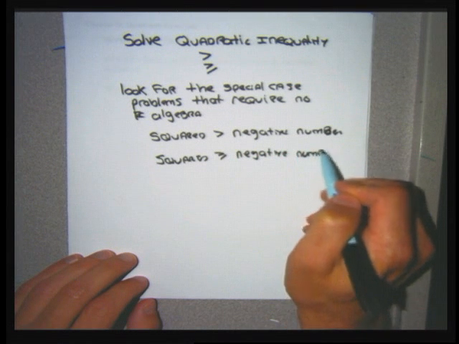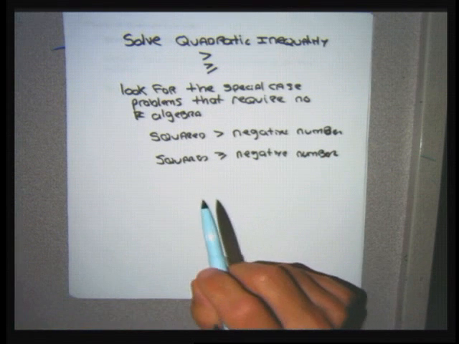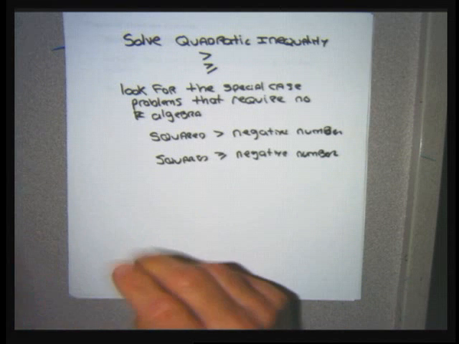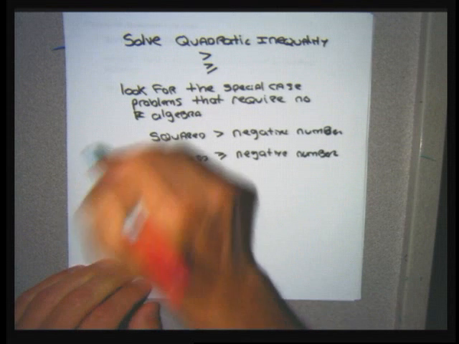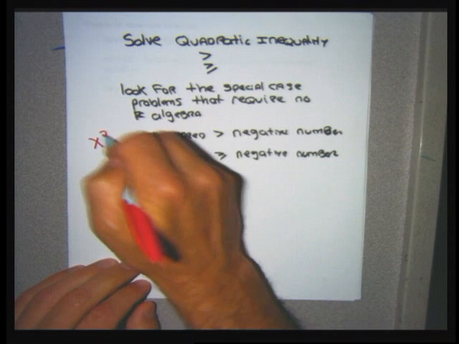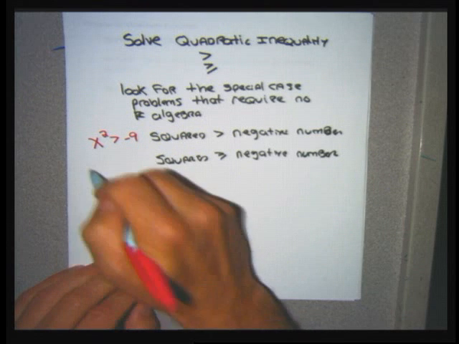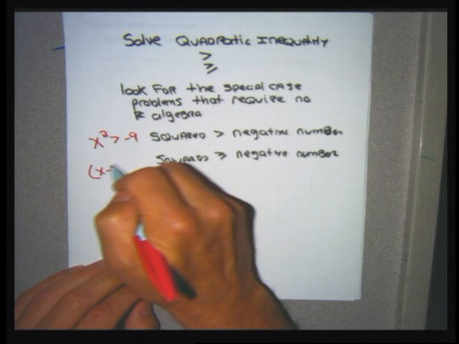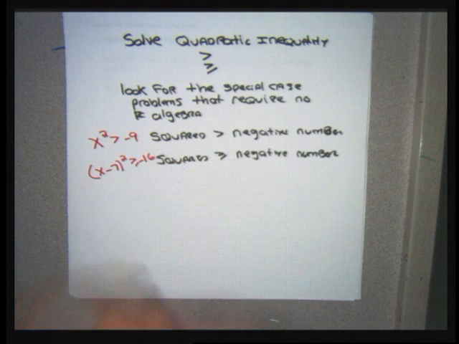And if you don't catch a special problem and you start doing algebra, the algebra is going to produce an i, and then you'll know it's a special case you just missed. So for instance, something like this, x squared greater than negative 9, that would be a special case. Something like this, x minus 7 squared greater than or equal to negative 16. That's what the special cases would look like.